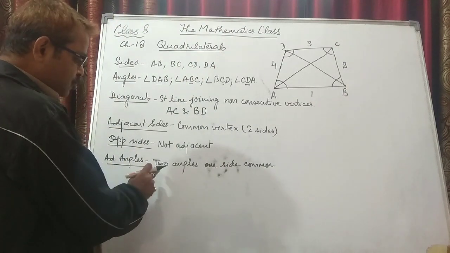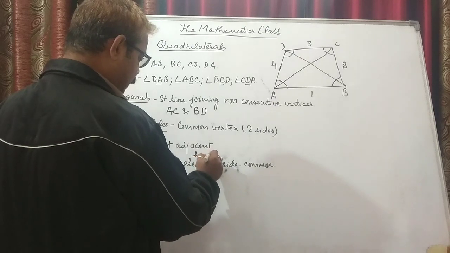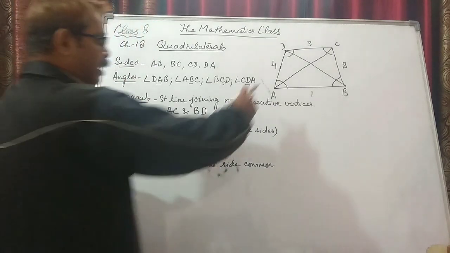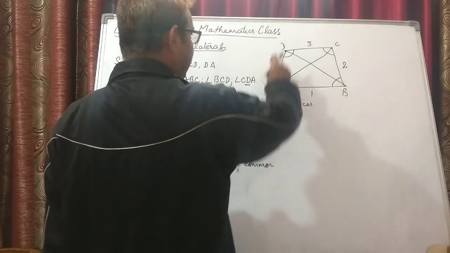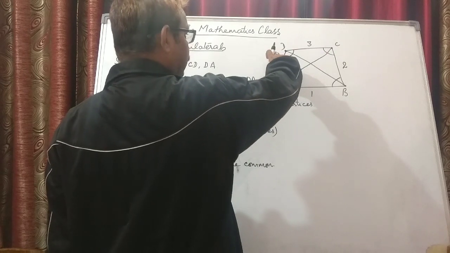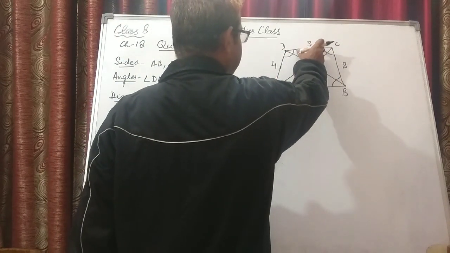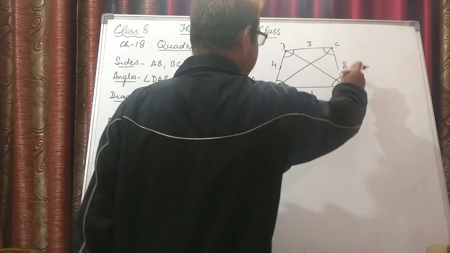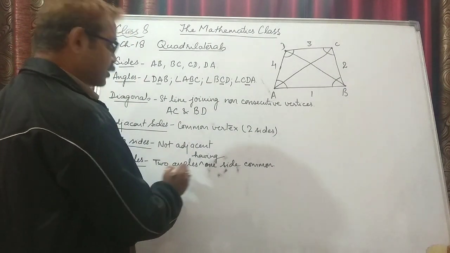What are adjacent angles? Two angles having one side common. Now angle A and angle B are having side AB in common. Angle A and angle D are having side AD in common. Angle D and angle C are having side CD common. Angle B and angle C are having side CB common. So these are adjacent angles.